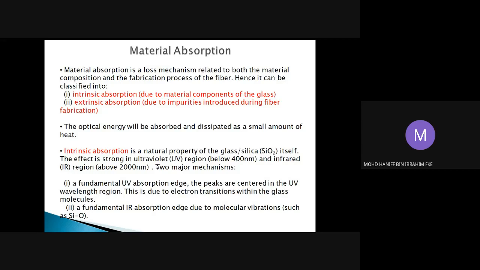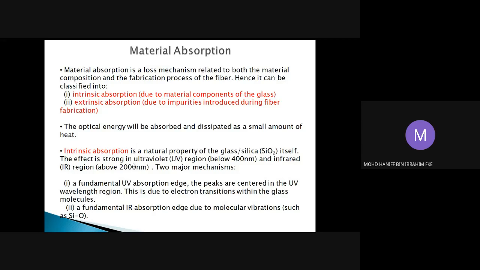The effect of this glass absorption is very strong in the UV region, which is for wavelengths of less than 400 nanometer, and also in the infrared region, IR, which has a wavelength bigger than 2000 nanometer. This is the region where we have a very strong absorption effect of glass. That is why in commercial applications of fiber optics, we never transmit light below 400 nanometer or above 2000 nanometer, due to this strong absorption.